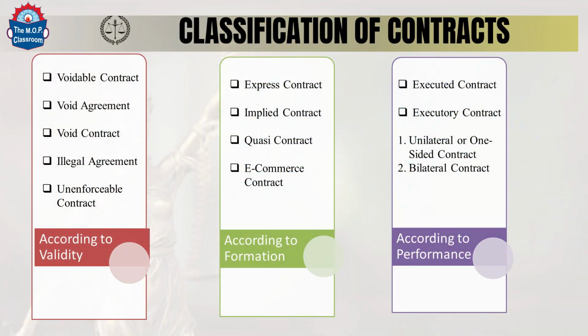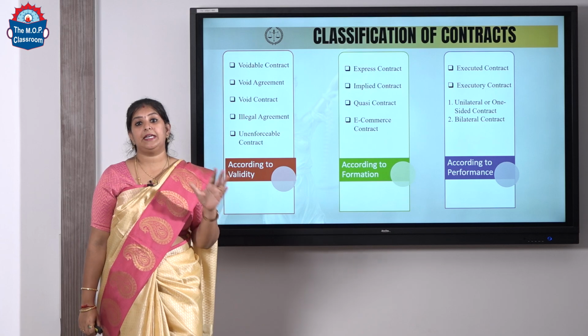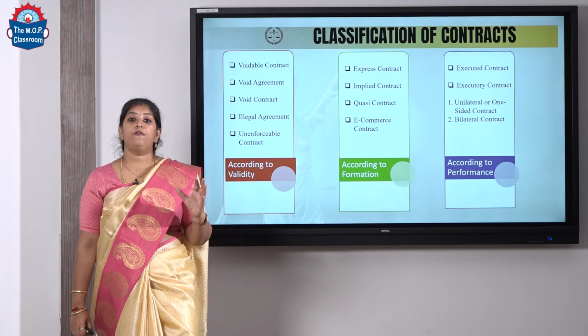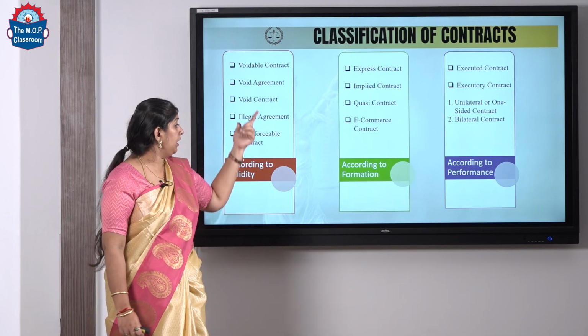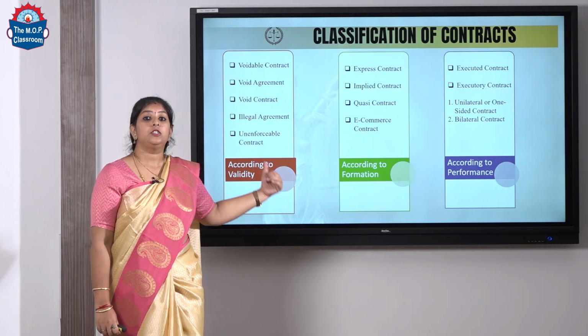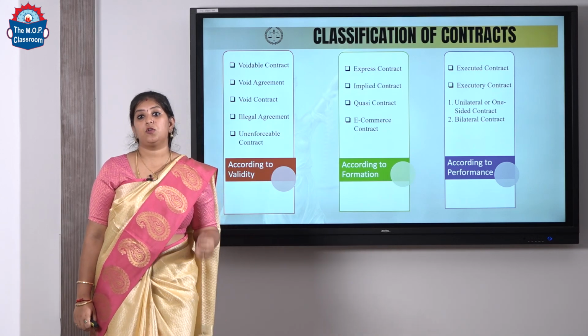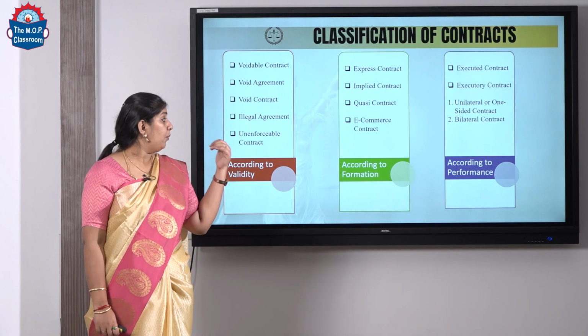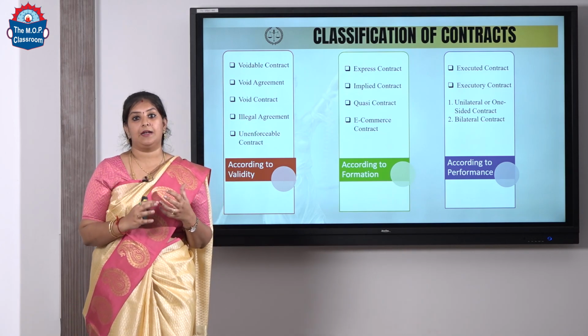Now, the last part which we are going to discuss is the classification of contract. When I say the classification of contract, it is divided into three categories. First one is according to the validity, second one according to the formation, and third one according to the performance. According to the validity, we have 5 categories. First one is the valid contract. When I say valid contract, it will have all the essential elements.